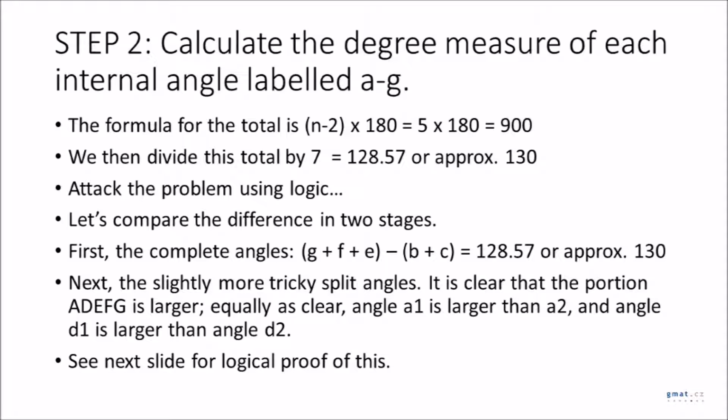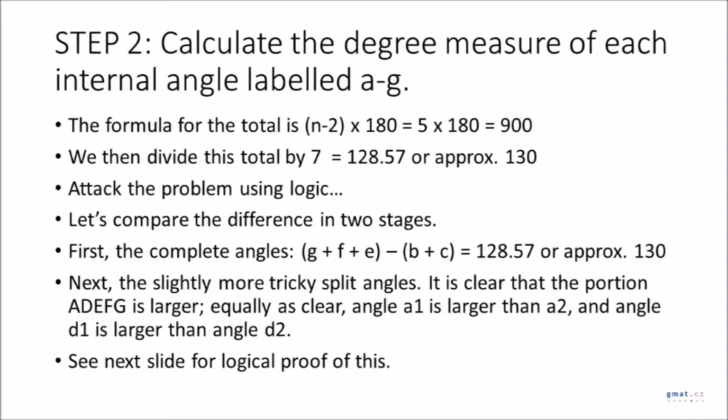In all honesty, GMAT is a reasoning test. We expect you to know how to do math, but reasoning is very often a good way to go. So let's just apply a bit of logic. If we compare these two portions, the larger portion has G, F, and E as complete angles, and the right portion, the smaller one, only has B and C, so we can immediately deduce that there is at least 130 degrees difference between the two sides. Again, pause the video if you need to think about that or do some scratch work. We can therefore eliminate answer choice E for definite and probably D.